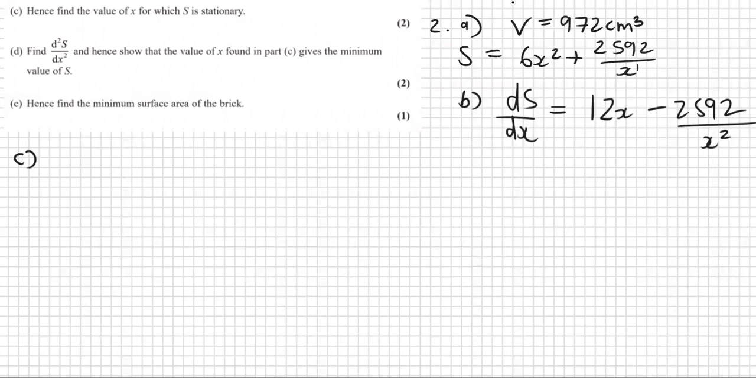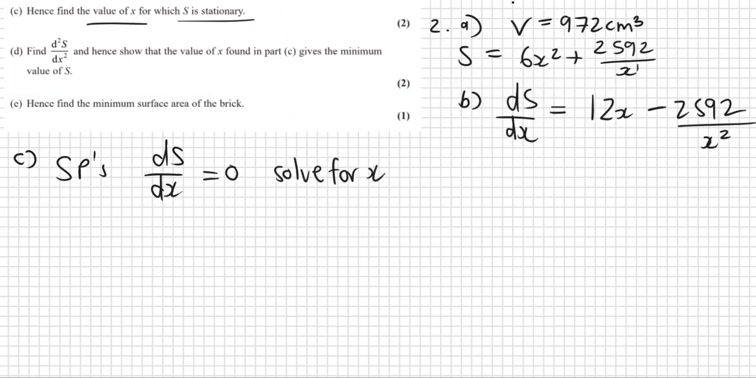Question C, hence find the value of x for which S is stationary. So we know from our calculus work that for stationary points, we let the first derivative equal to 0 and solve for x. And this will give us the value of x that we need. So we have just a little background on this quickly. That's because the first derivative is the gradient of the curve.